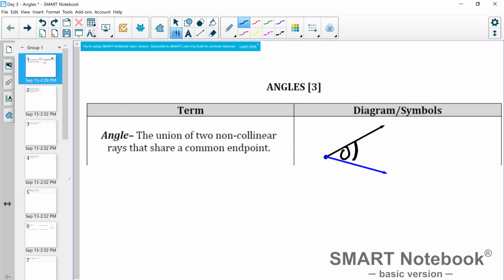Commonly we use theta. It's a Greek letter. Basically it's a placeholder for angle measurement. It doesn't necessarily mean that there is a set degree within the angle, but it's just a placeholder.